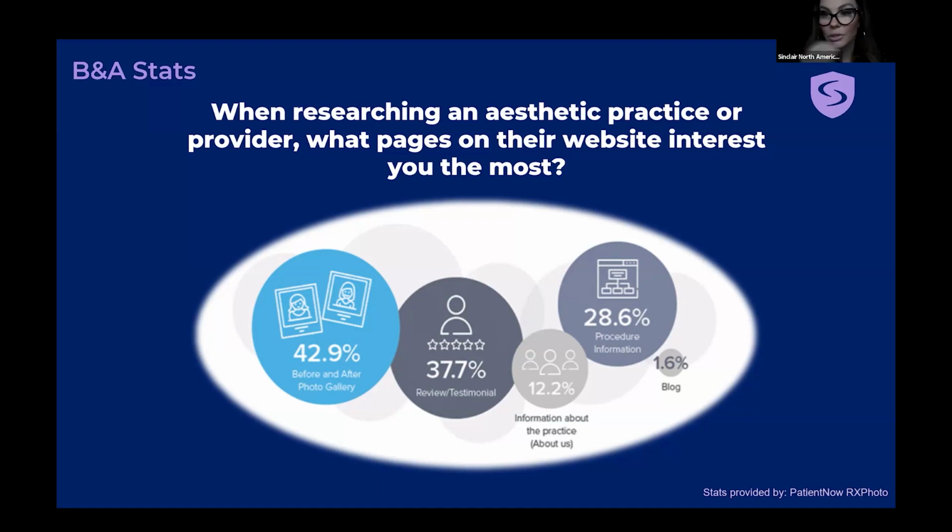So that's important. Procedure information, reviews and testimonials. That's also going to be a webinar that's going to be coming up in the near future, because reviews are so incredibly important. So we'll touch on that in a webinar. But it is a big thing, reviews and testimonials.